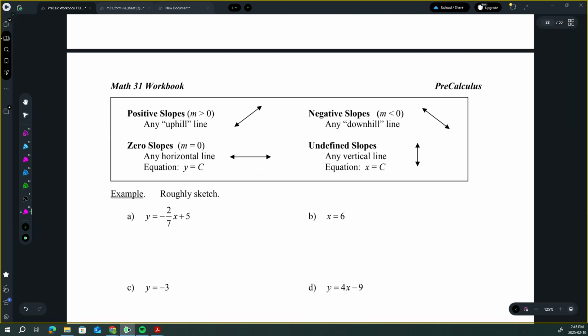All right, as a quick review of slope, a positive slope looks like an uphill line, so your m will be bigger than 0. Zero slopes are going to be a horizontal line, so the equation you would look out for is y is equal to whatever number gives you a horizontal line. With a negative slope, it's going to look like a line going downhill. Undefined slopes are vertical lines. The equation for that you'll see is x is equal to some number c.